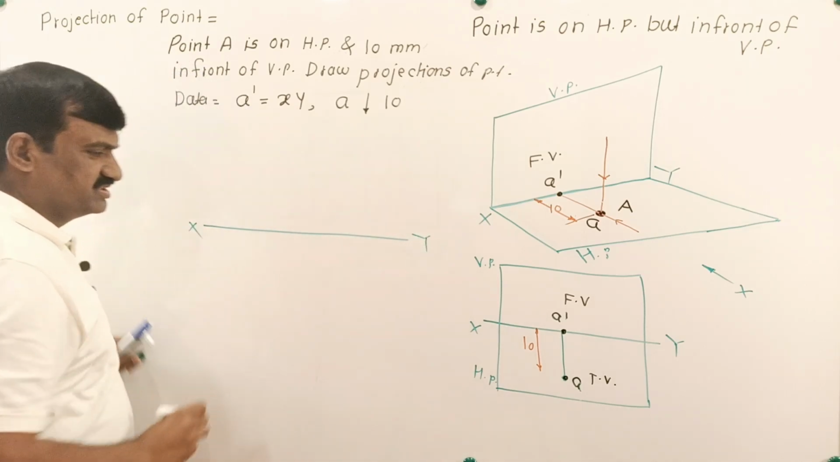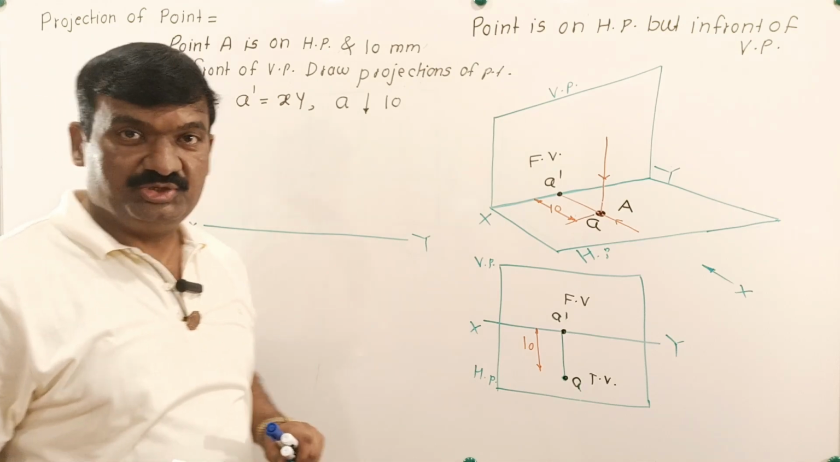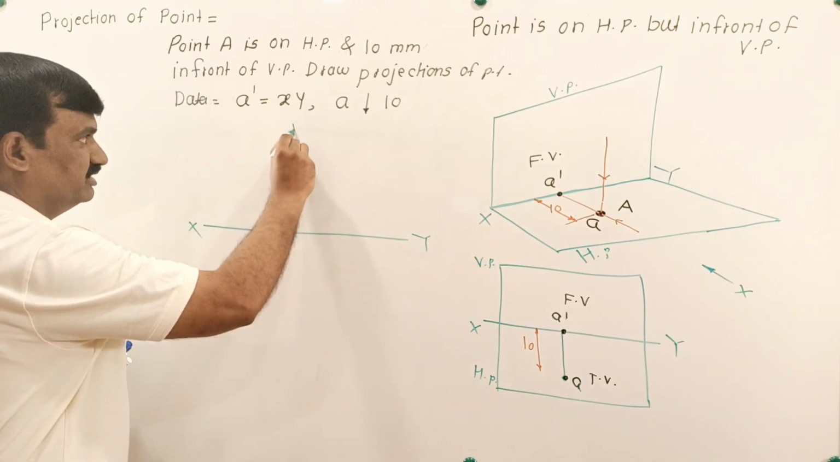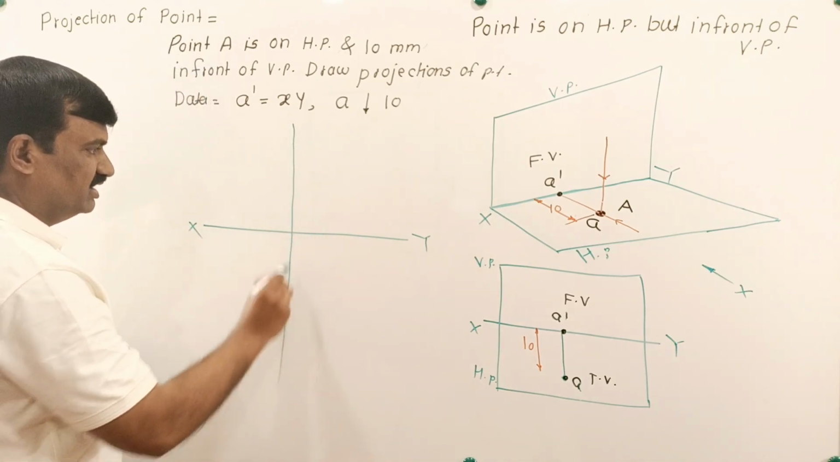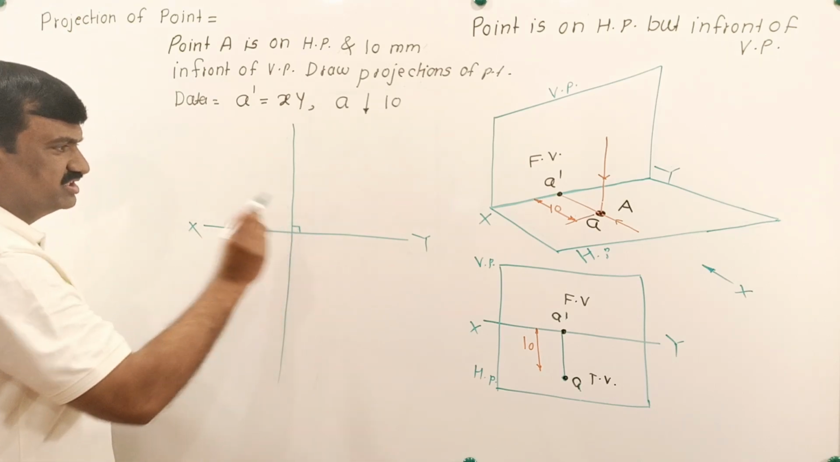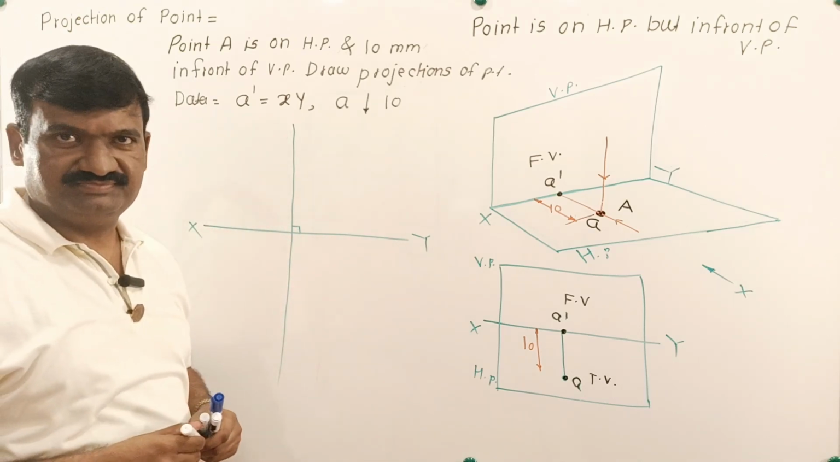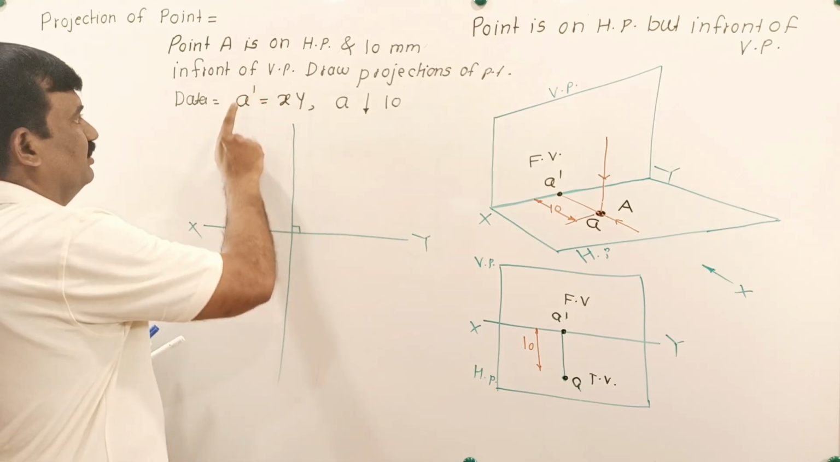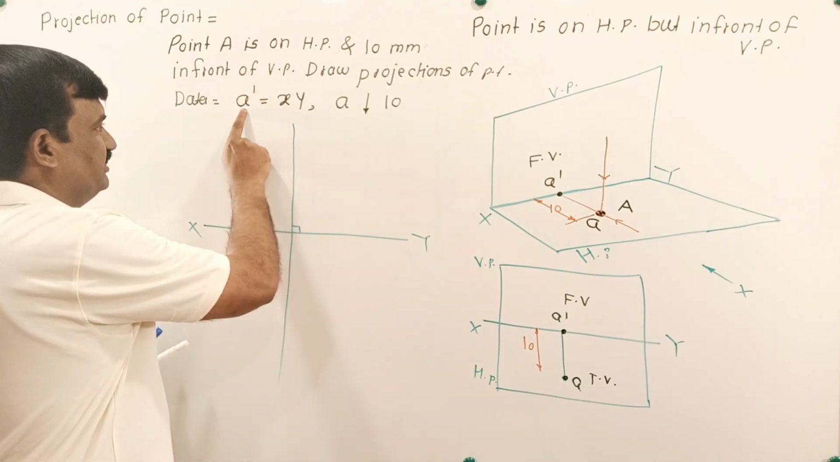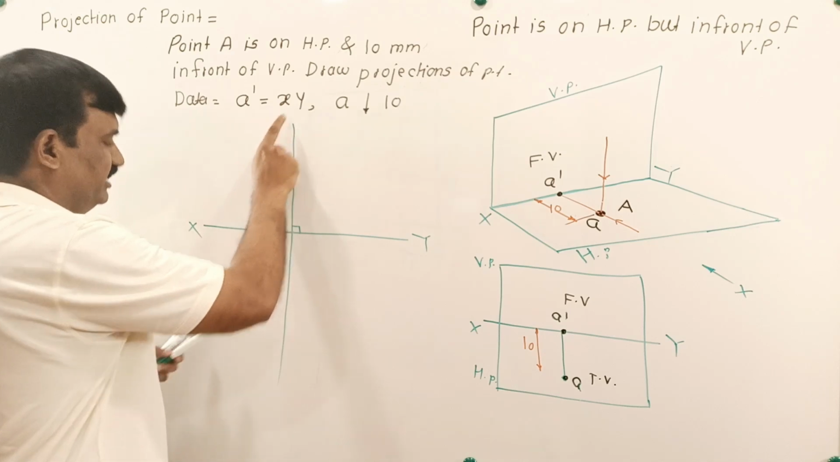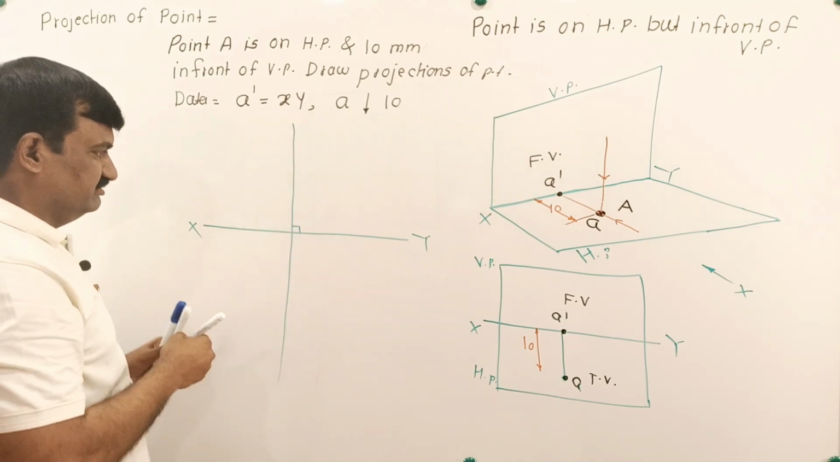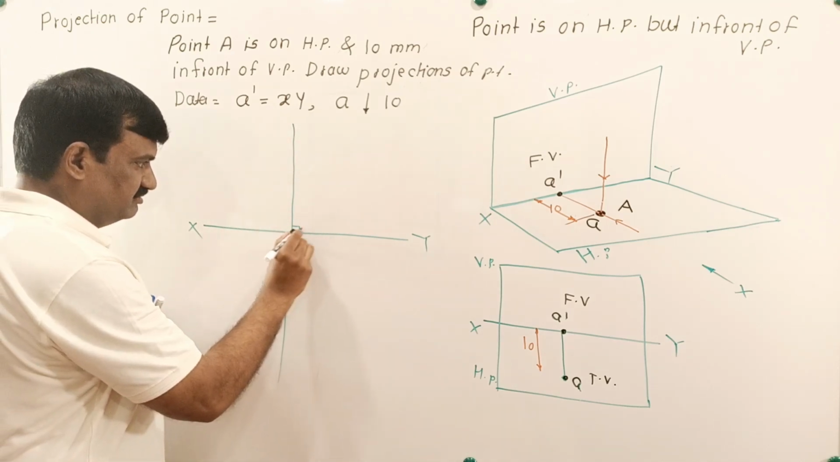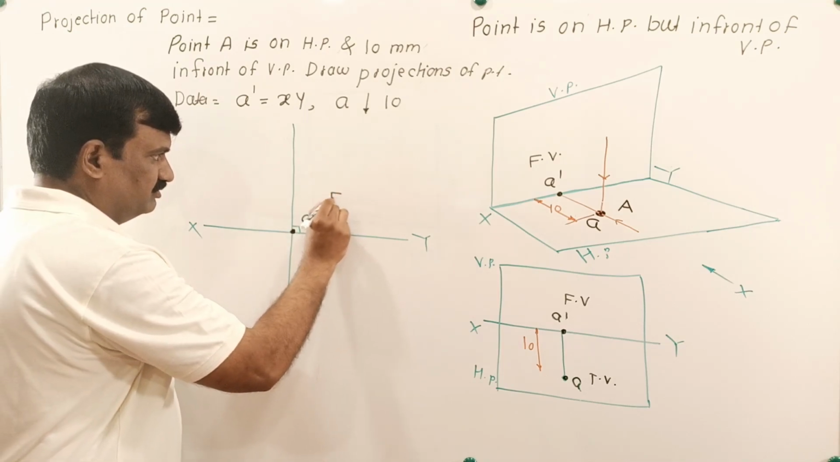What is the first concept of position of point? Front view and top view of the same point are always present on one and the same projector, and that projector is perpendicular to the XY line. When any point lies on HP, then the front view of the point lies on the XY line. That is the next one, front view.